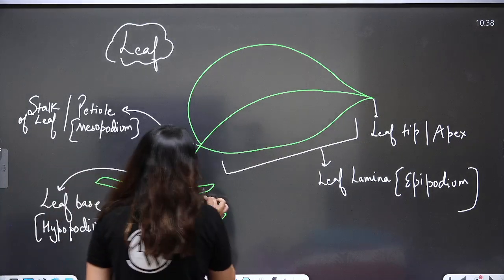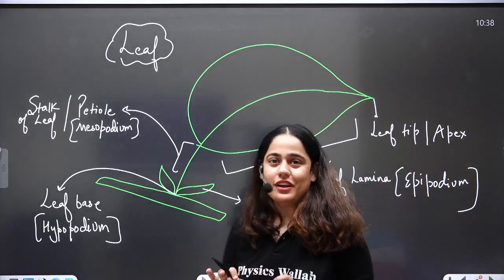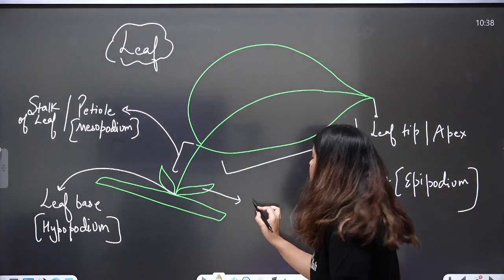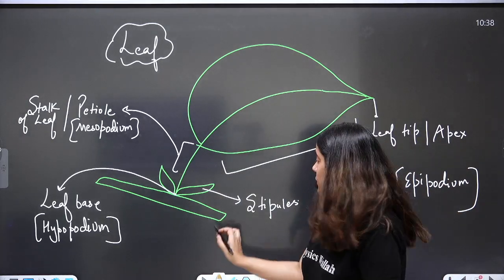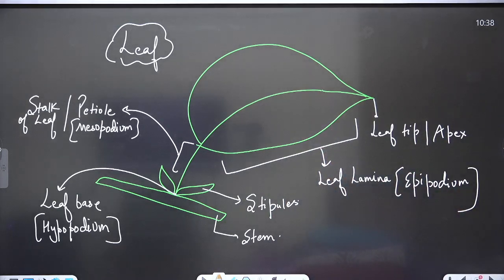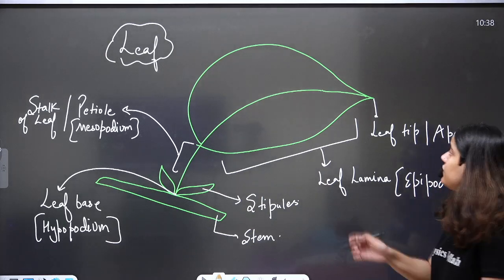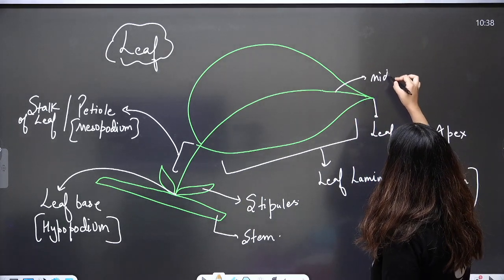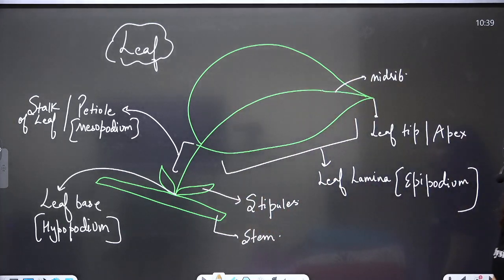And these leafy structures that you find at the base of leaf, right? Yes, there are some small leafy structures present at the base of leaf. They are known as stipules, and this is stem. So here, this is what we call the structure of leaf. This is midrib, and you will find veins and veinlets, right?